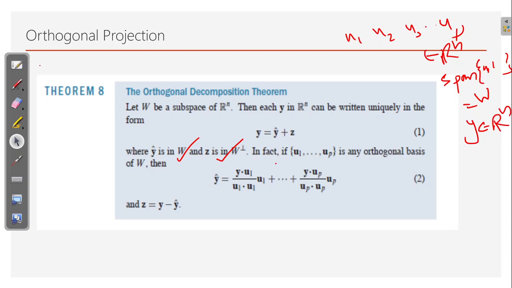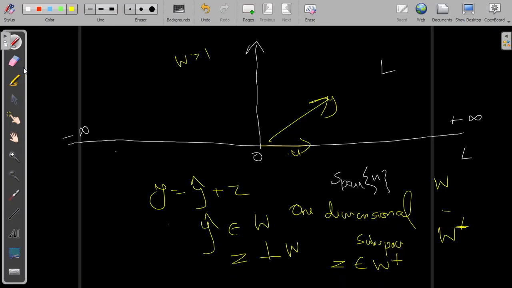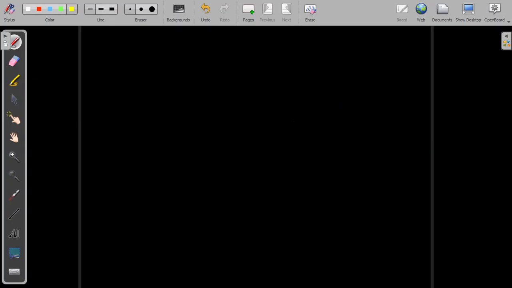In fact, if the set U1, U2, U3, up to UP is any orthogonal basis of W, that means the set is linearly independent and if you span this set U1, U2, up to UP, you will get W, which is what you call an orthogonal basis, then we will get y cap. For example, we have R3. Suppose now consider R3, a three-dimensional space like this.